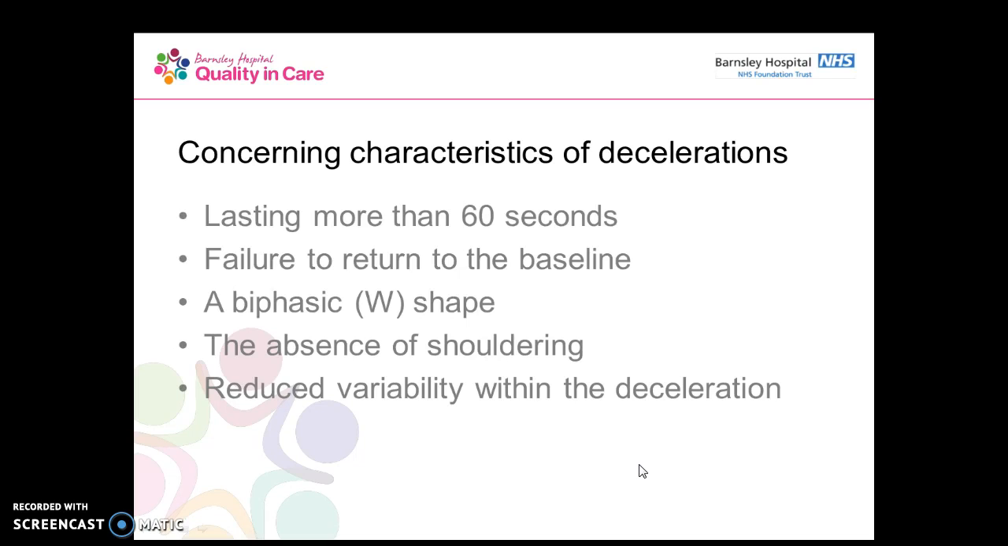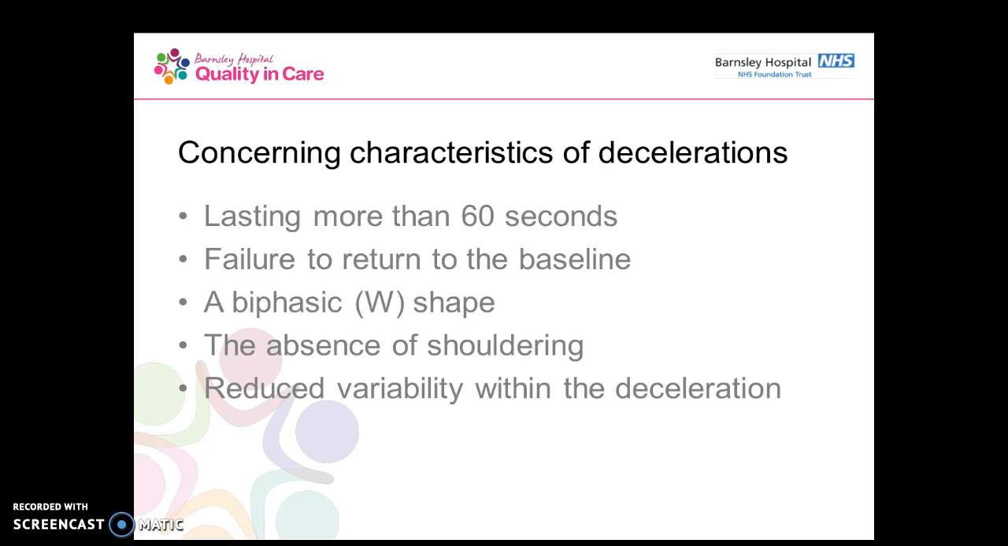Right, so these are your concerning characteristics of any decelerations. If you've got a deceleration that is lasting more than 60 seconds, so that means it's a little bit prolonged. If you've got a deceleration that doesn't return back to the baseline that it was prior to the deceleration, or if you've got a deceleration that's biphasic, so that means that it started to recover and then dipped again a little bit, so it looks like a W shape on your tracing.